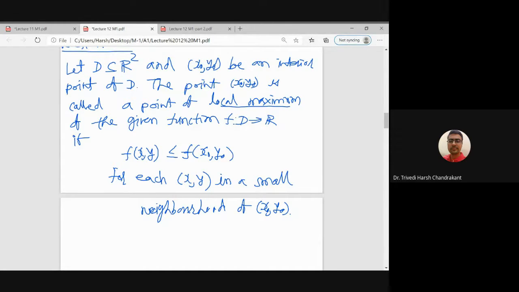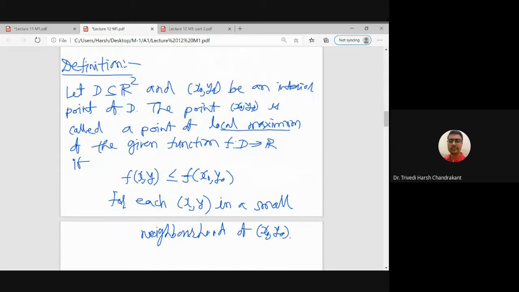Right. So what do we mean? This is a definition. This is the definition of local maxima of a function at a given point. So the value of the function is smaller than or equal to the value f of x naught, y naught in some neighborhood.